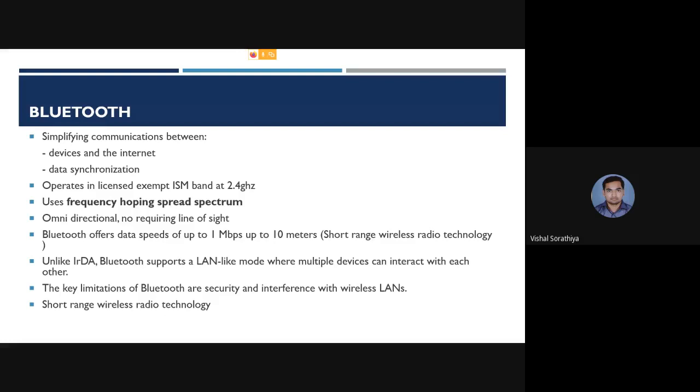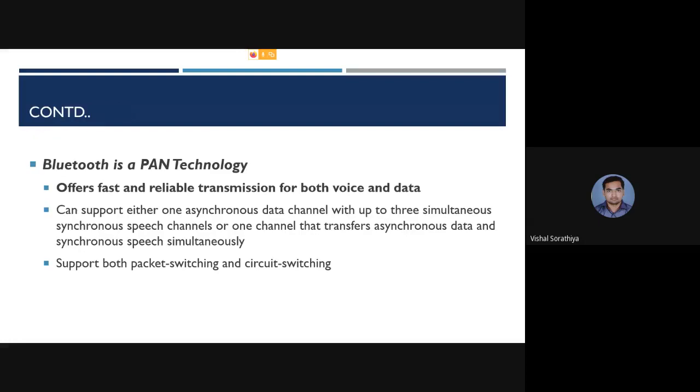It is a short-range wireless radio technology. Bluetooth is a PAN technology, a personal area network technology. It offers fast, reliable transmission for both voice and data, and supports either an asynchronous data channel with up to 3 simultaneous synchronous voice channels, or one channel that transfers asynchronous data and synchronous voice simultaneously. So I think you are aware of asynchronous and synchronous.